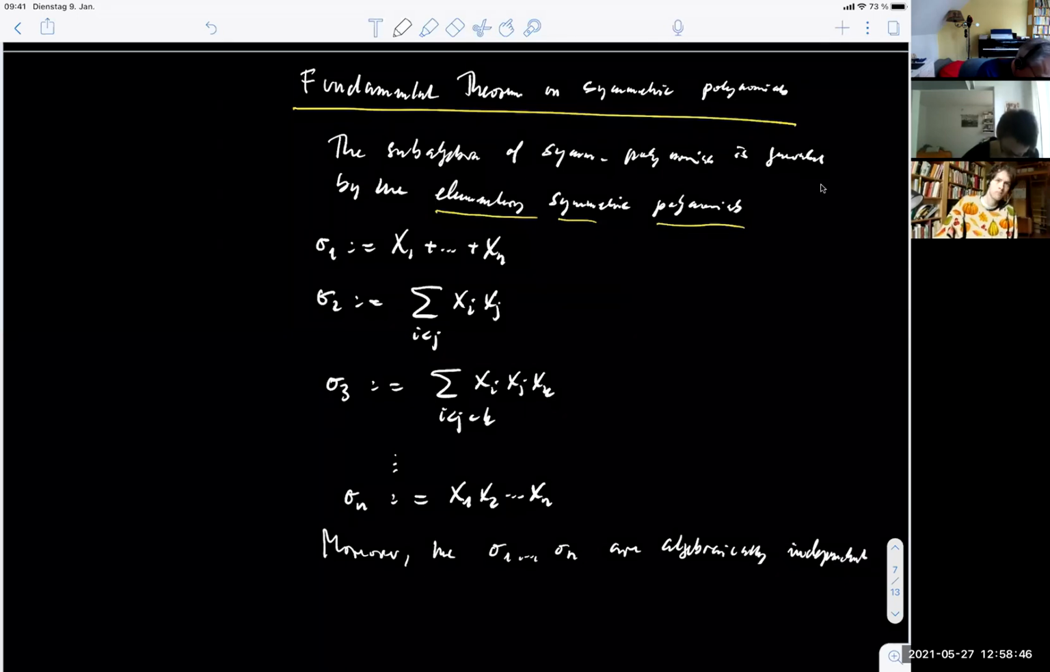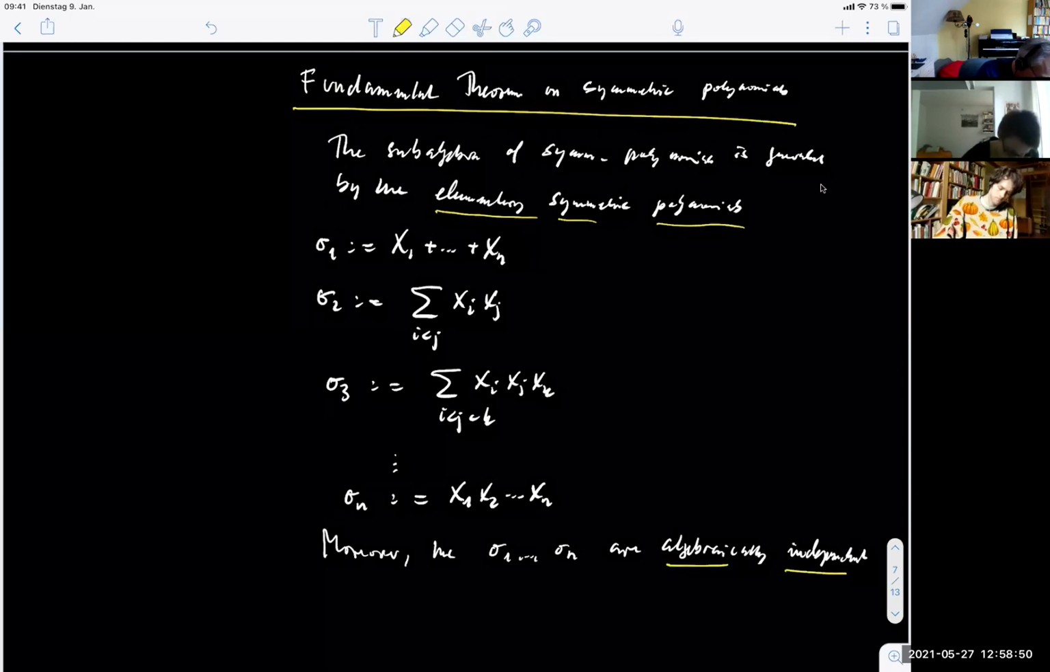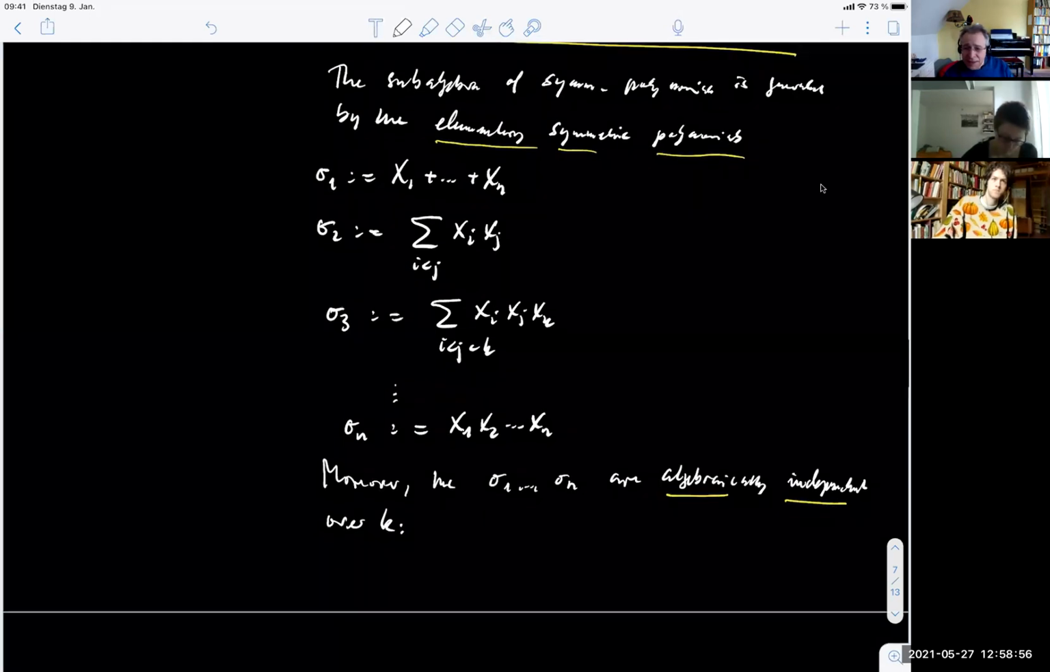Algebraically independent over K. What does this mean? Does anybody know what this means? Algebraically independent? That the ideal of polynomial relations is 0? Correct. But I write it explicitly.